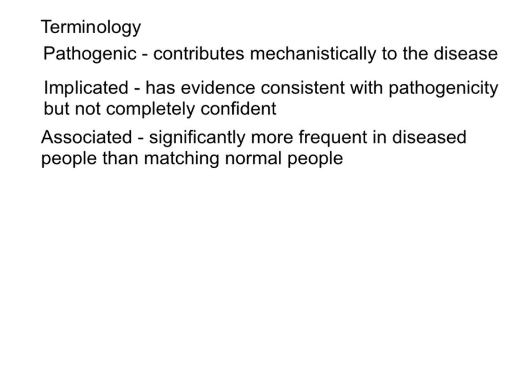And then we have associated, which is even one step down. So we have some strong suspicions. That is, you find this mutation much more often in diseased people than in matching normal people, but you don't have any other information than just that. But that's a good place. Oftentimes that's where people start, and as you collect more information, you move towards implicated, and if you really collect a ton of information, you get towards pathogenic. So those are three things that form a spectrum.